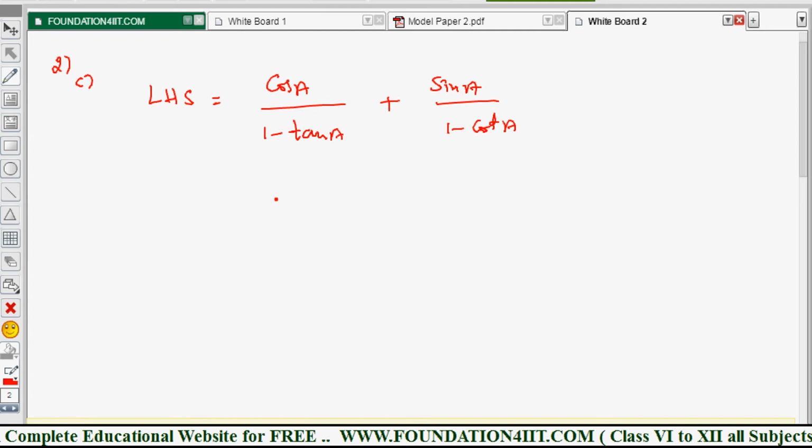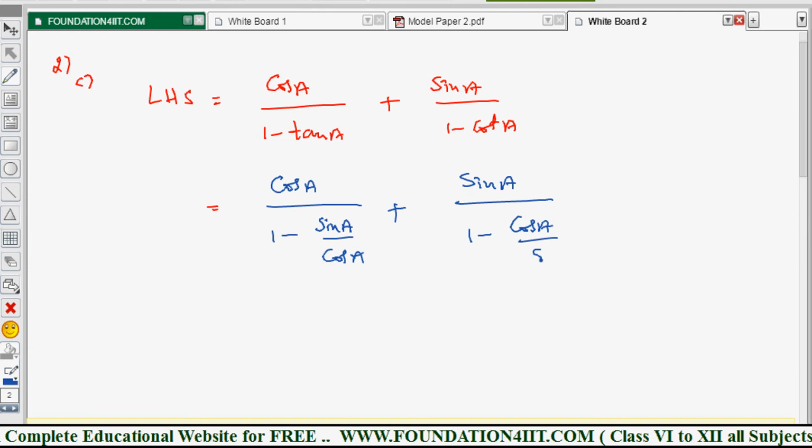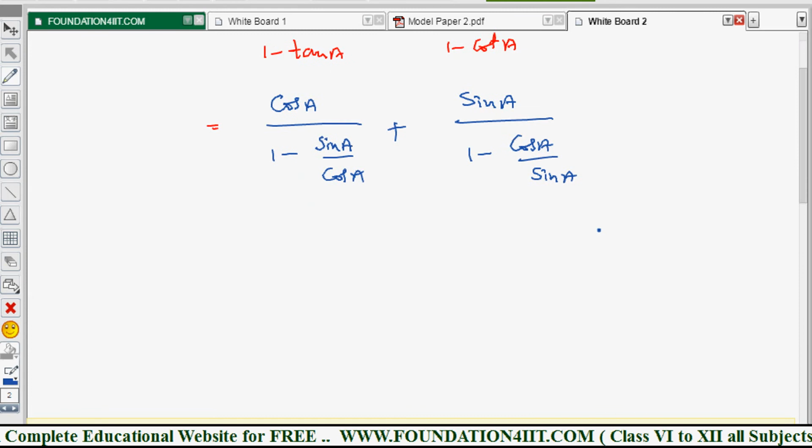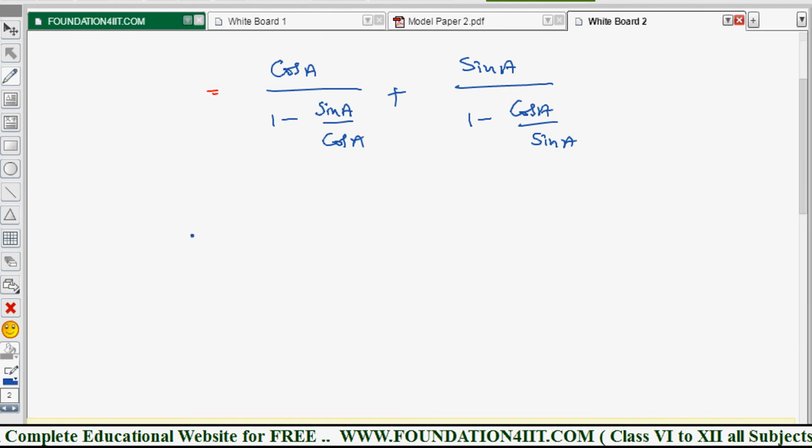The RHS is in terms of sin and cos, so tan and cot also will be converted into terms of sin and cos by using trigonometric formulas. That is cos A by 1 minus tan A, where tan A is sin A by cos A, plus sin A by 1 minus cot A, where cot A is cos A by sin A. Then just take the LCM and simplify.